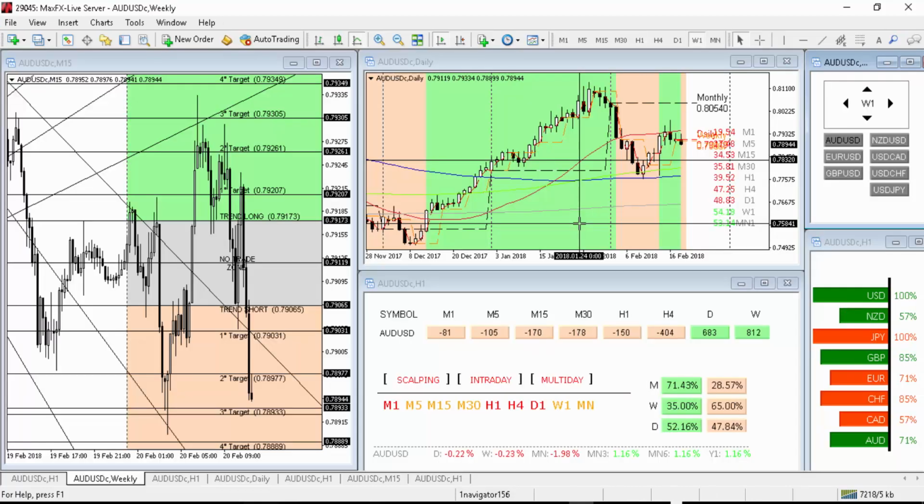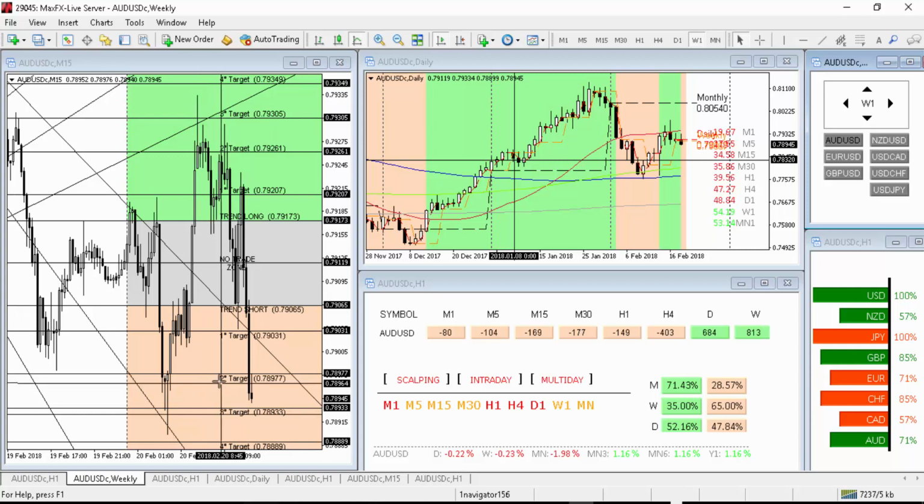Now let's go to the charts to analyze the majors. Aussie US dollar is moving in a slight bearish tendency just below target number 2 of the bearish zone of the target geometry at 0.7897.